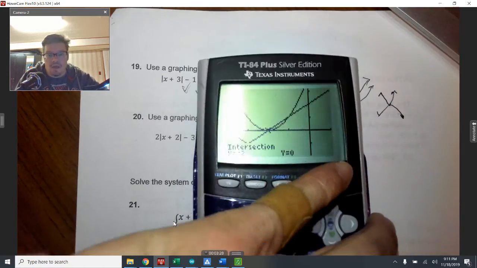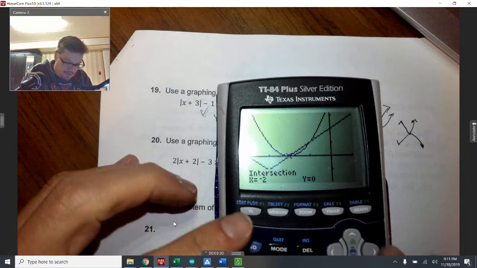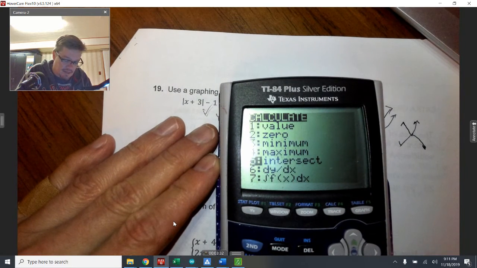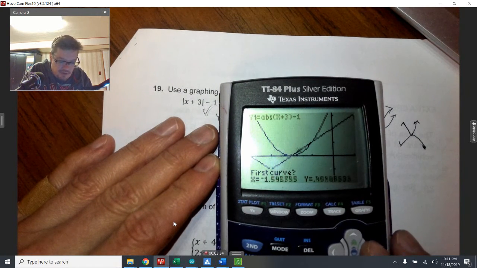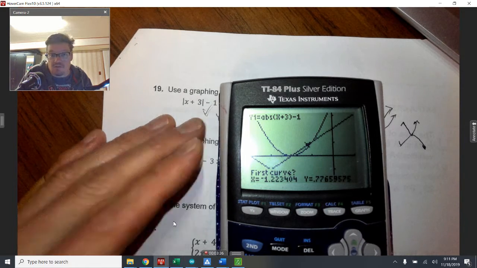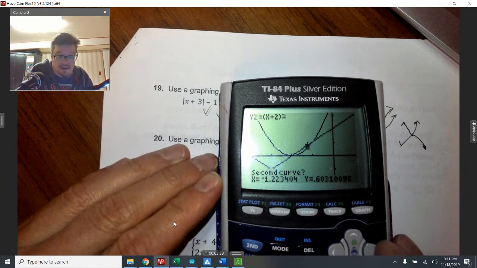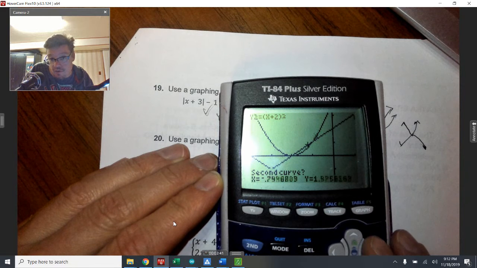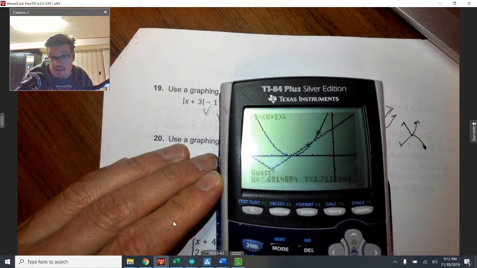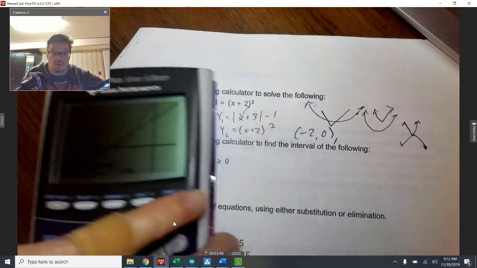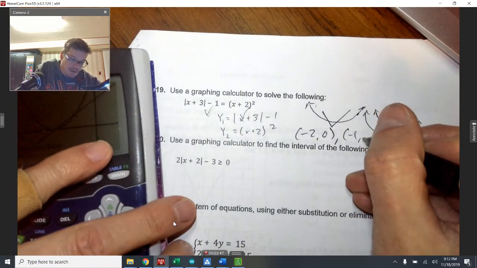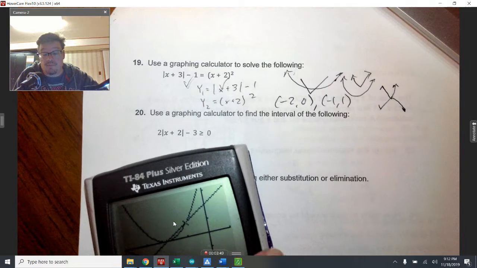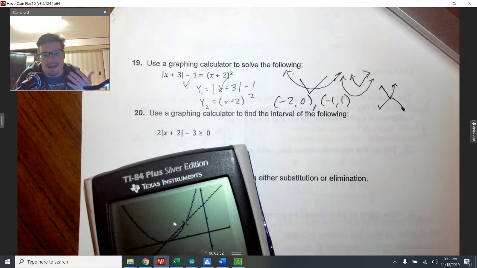Okay. Now I go to the other one. Second calculate, intersect. But now I'm going to push over to this guy so it knows what intersection I'm talking about. I hit enter. Second curve, I'll go to the other side of it. Guess. -1, 1. Okay, so for this particular problem, it's about 50-50. I think it was particularly easy.